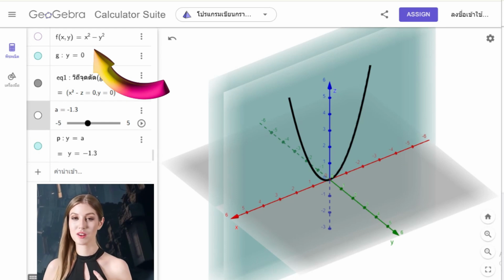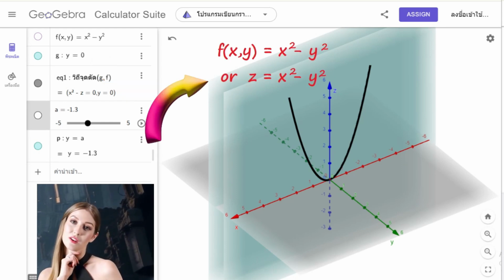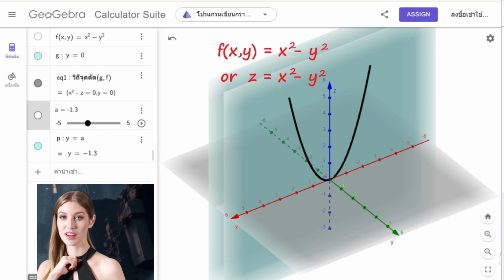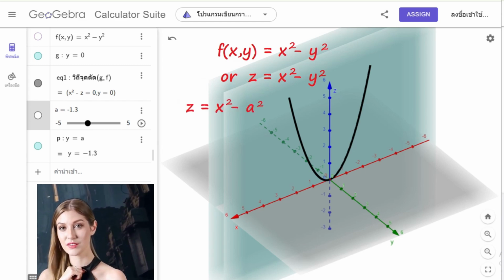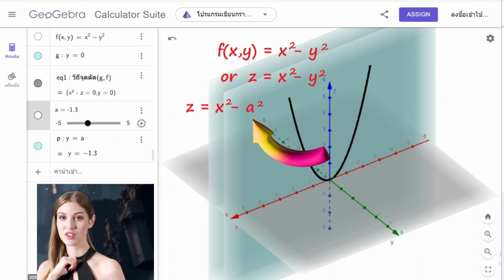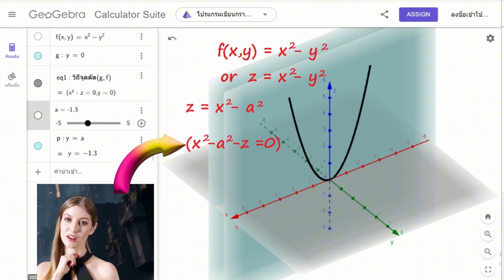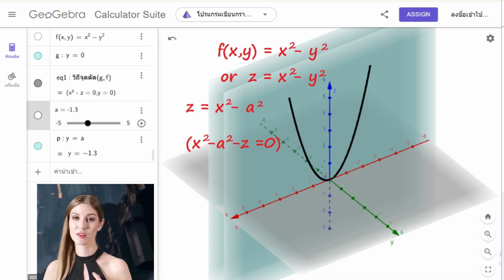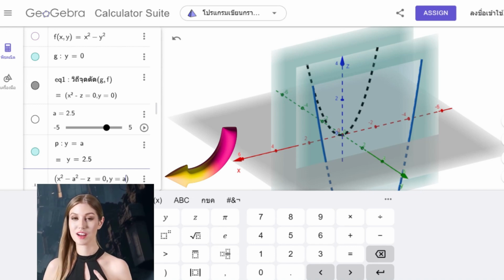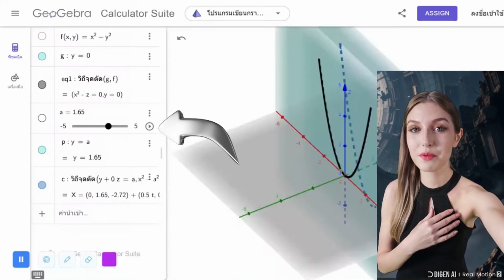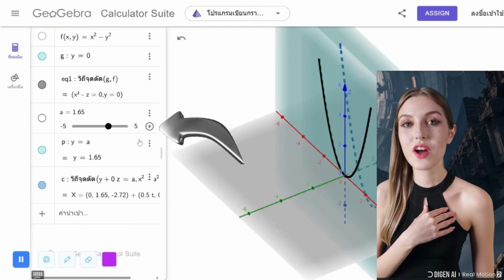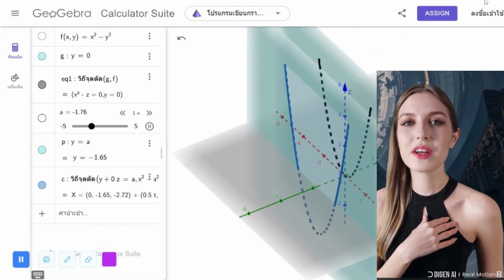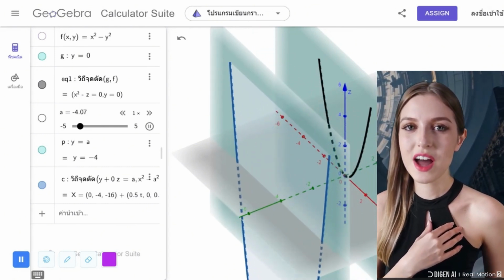From the function, we can write z equals x squared minus y squared. From the plane equation, y equals a. We can replace y with a, and change it to GeoGebra form: x squared minus a squared minus z equals 0. Write the equation in the input box and enter. Click the play button. The plane moves along the y-axis, causing the intersection parabola curve on it, which is the projection of the invisible complex surface.